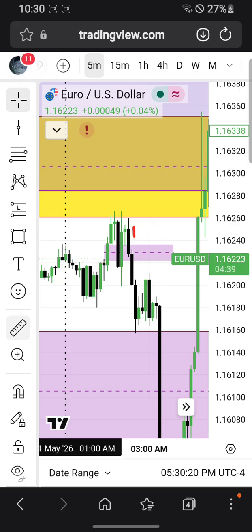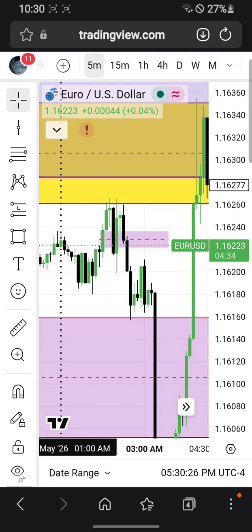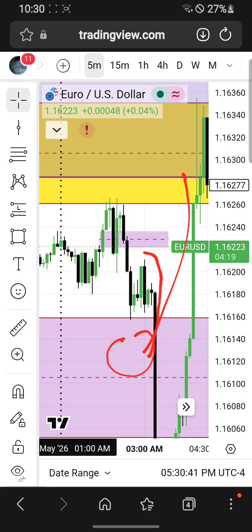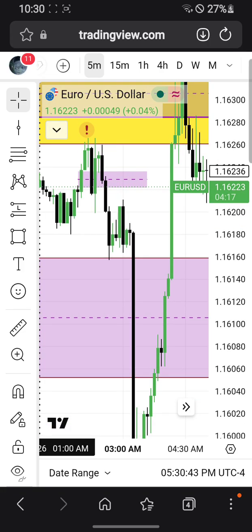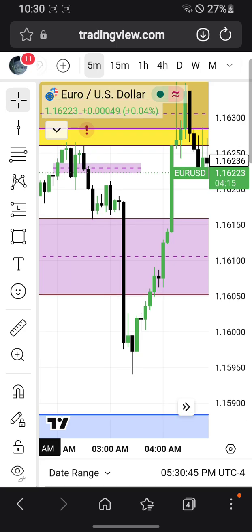I now saw a displacement like this. That displacement created another fair value gap. Look at the fair value gap there. That's the fair value gap. Then when price entered it, I was expecting price to come down from there, small, into this 4-hour fair value gap, then run up, boom. Before I could know it, they just dropped this long candle, boom.